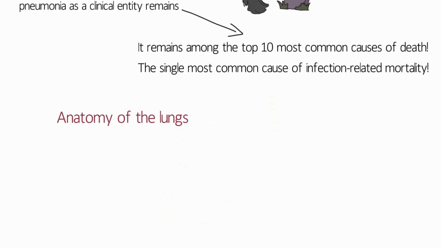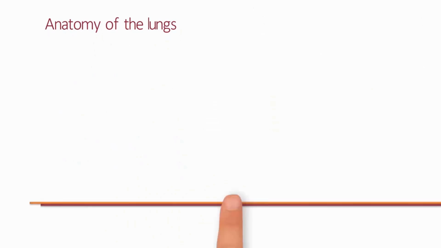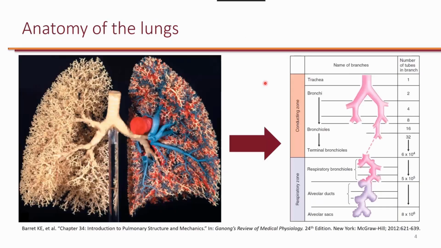Now, let's take a look at the anatomy of the lungs. As you can see, there are two zones in the lungs. There is the conducting zone and there's the respiratory zone. The conducting zone basically consists of trachea, bronchi, and bronchioles. As you can see, as we go deeper into the lung, the number of branches increases. So when you get to the alveolar sacs, there is an extreme number of sacs, which is intended to increase the surface area in order to allow oxygenation of the blood.